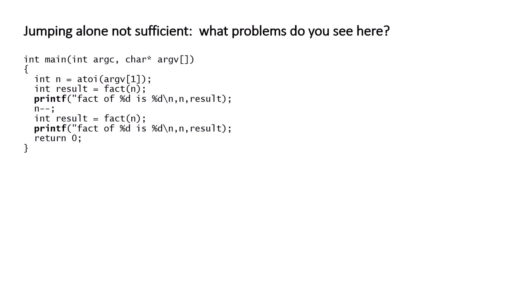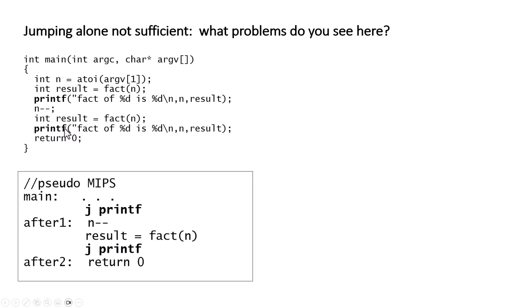So imagine that we have a bit of C code. There's a printf, and then we decrement the value, and then there is another result that's generated here, and then another printf. If we were to implement this in MIPS, main would be the label of the beginning of that function. We want to print, actually. That's what we're trying to do.